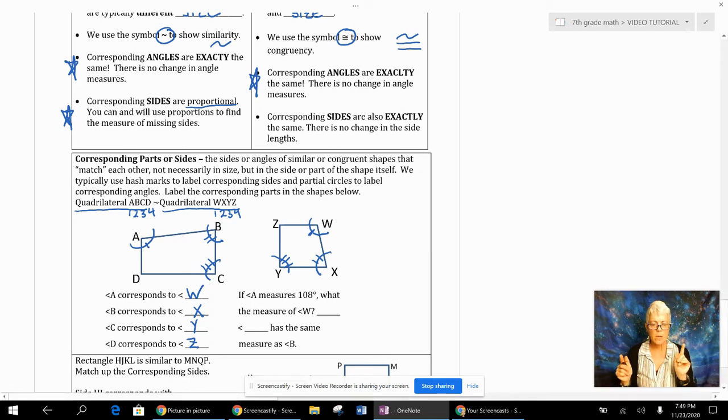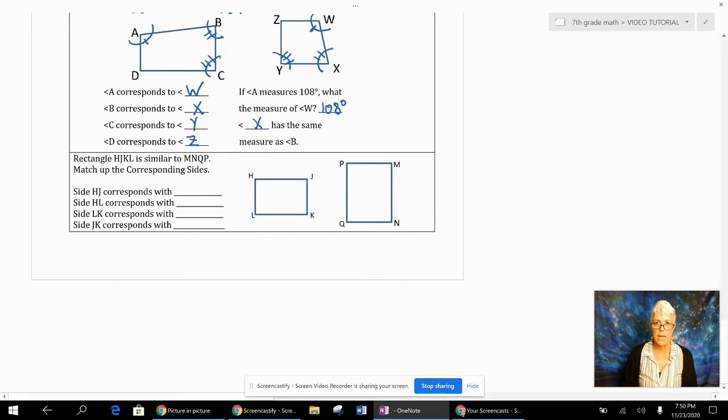But what about the angles? If A matches up to W, what do you know? And A is 108. What do you know about W? It's going to be exactly the same, 108 degrees. What has the same measurement as angle B? Well, the corresponding angle will, because corresponding angles are going to be congruent. So B matches up to X. So they're just little kind of tips and tricks.